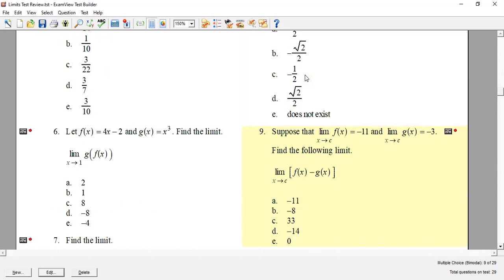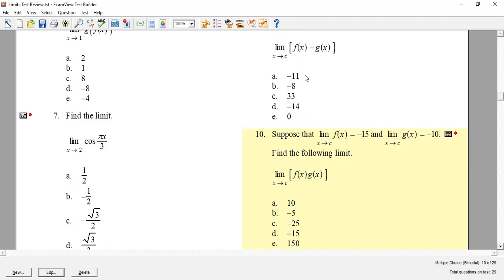If you miss 9 or 10, oh, come on. So it says find the limit. If the limit of f of x is negative 11 and g of x is negative 3, subtract them. What's negative 11 minus negative 3? Minus negative is a plus. That's the mistakes that y'all are going to make, not the actual calculus part of it. Correct. Everybody good with that? So B would have been your answer on that one.